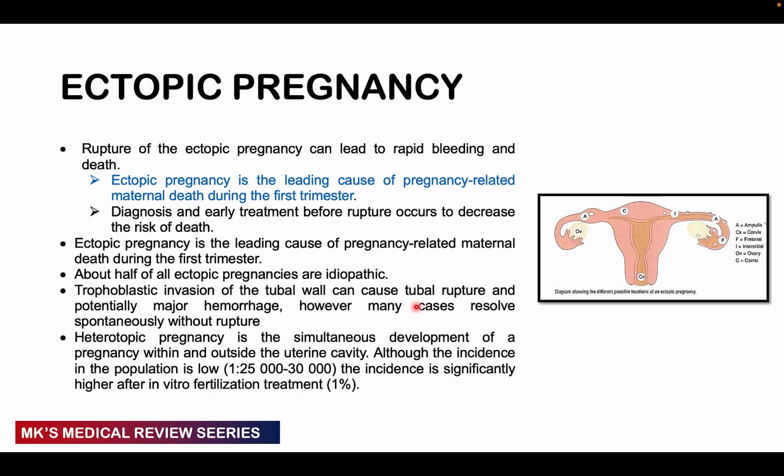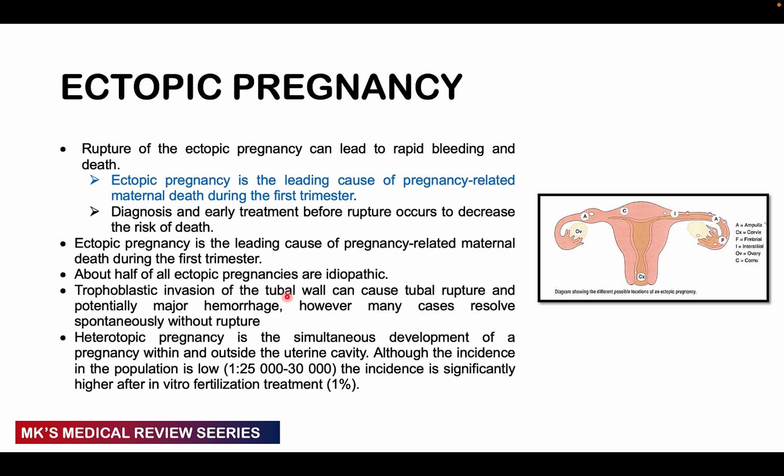Now remember that about half of these ectopic pregnancies are idiopathic, so you're not even going to isolate a cause. And trophoblastic invasion of the tubal wall can cause tubal rupture and potential major hemorrhage. However, most of these cases are going to resolve spontaneously.